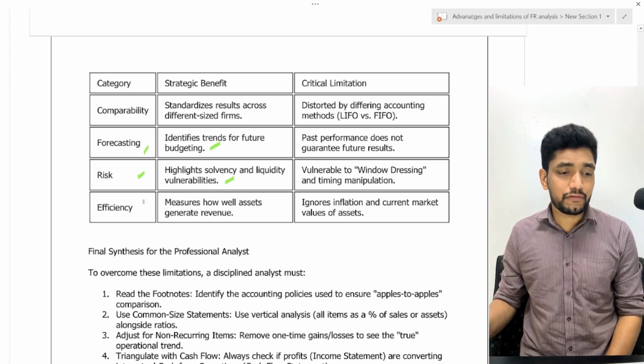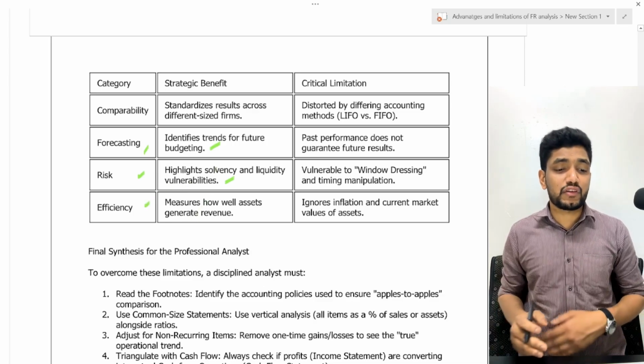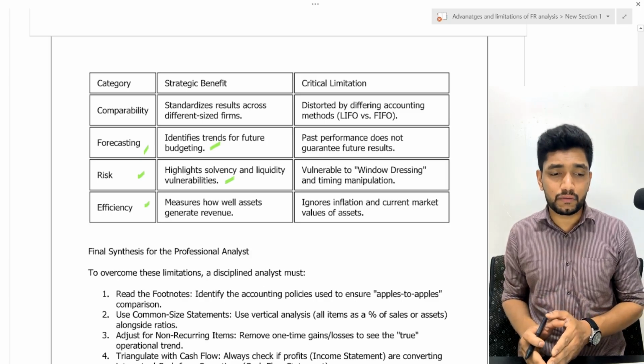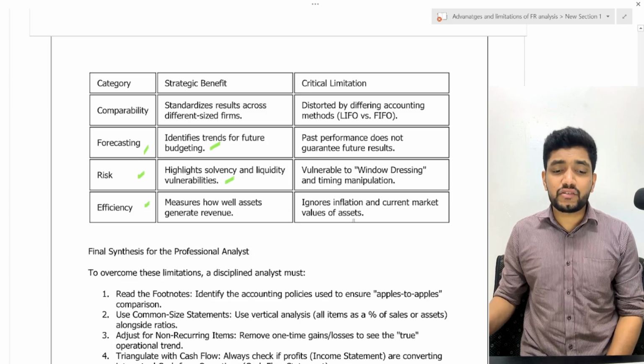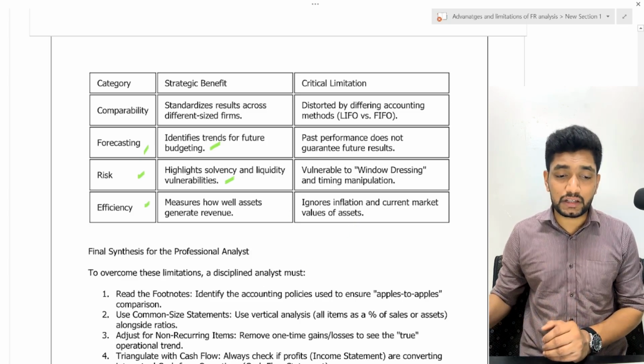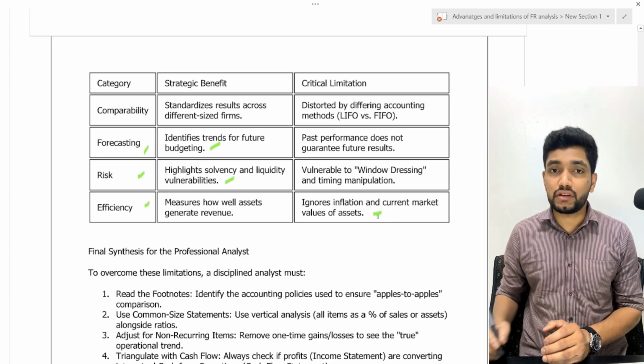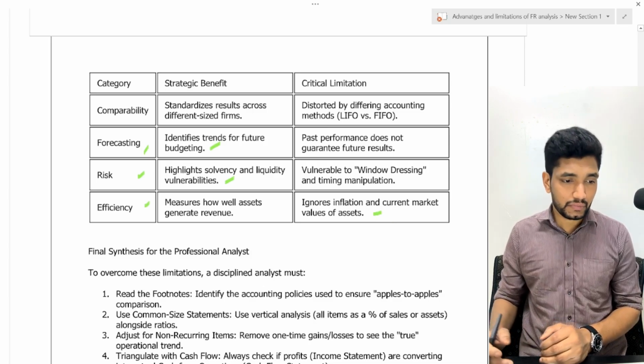Then when it comes to efficiency aspects, it measures how well assets generate revenue. That's a benefit of ratio analysis. Then it ignores the inflation and current market value of assets. That's a critical limitation in terms of efficiency.